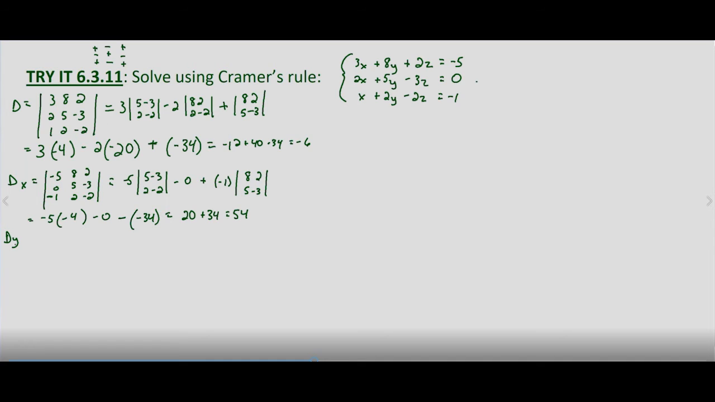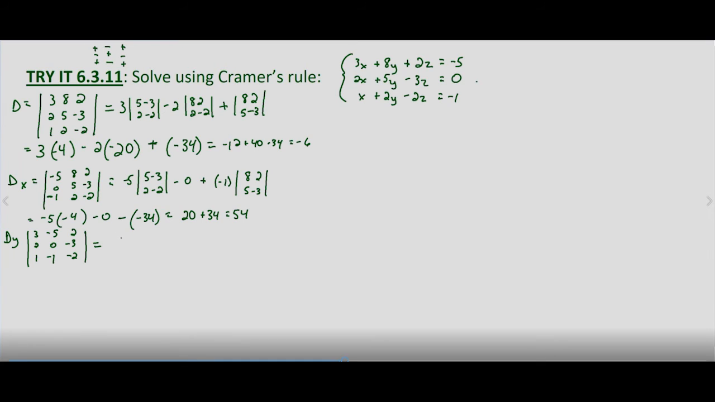dy will replace the y coefficients with our constants. So we have 3, 2, 1, and then negative 5, 0, negative 1, and then 2, negative 3, negative 2. And this time we'll expand by the second column since it has that 0 in it. So now we need to pay attention to the signs. They become negative, positive, negative.